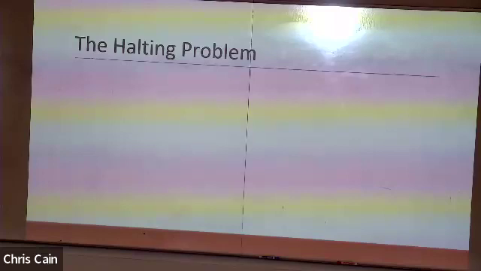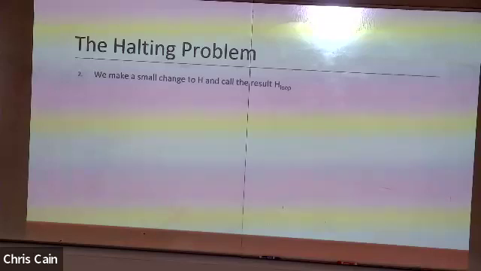But if we can make changes to this machine that we're stating exists in a way that causes it to both answer the question and not answer the question, then the machine itself can't exist. So the change we're going to make to the halting machine, Turing machine H, the one that starts in an initial state and goes to either Q sub Y or Q sub N, is a small modification, and we call the resulting Turing machine H sub loop.